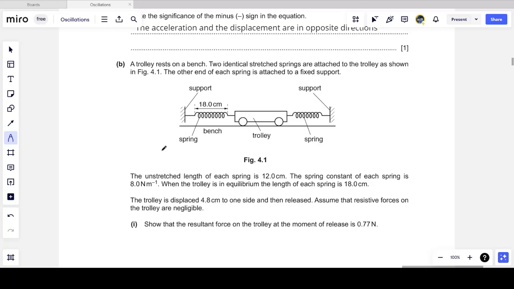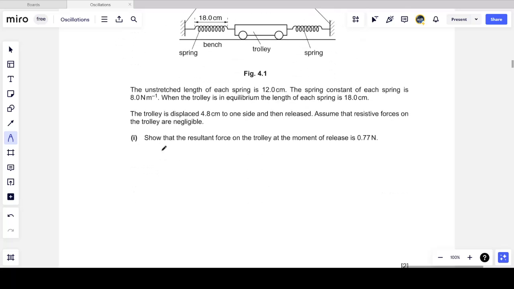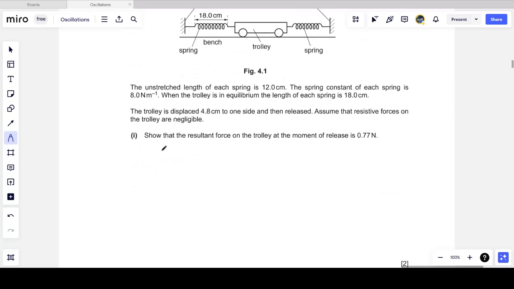The trolley is displaced 4.8 centimeters to one side and then released. We have to assume that resistive forces on the trolley are negligible, and show that the resultant force on the trolley at the moment of release is 0.77 newtons. Okay, so this is quite a tricky one.